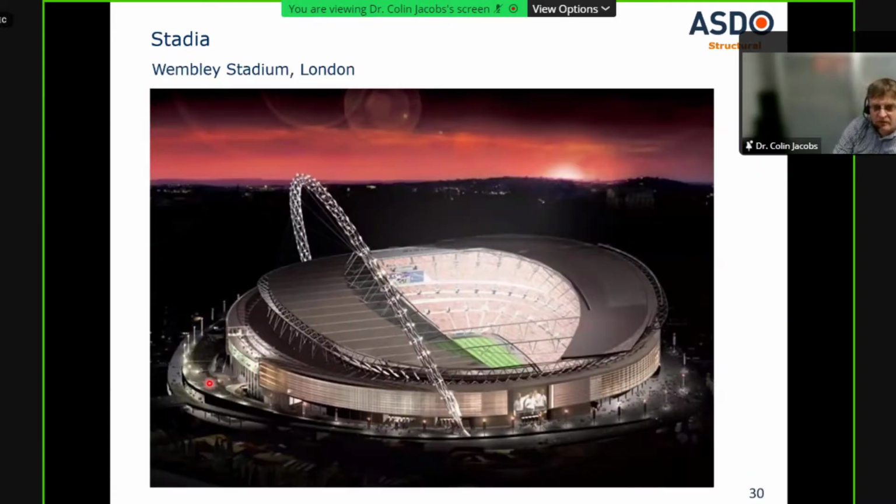And then one of the most famous probably stadiums in the world, Wembley Stadium. So we supplied over 800 tie rods to the roof structure around here. These are actually cables from the arch, but there's lots of tie rods within this roof structure just here.